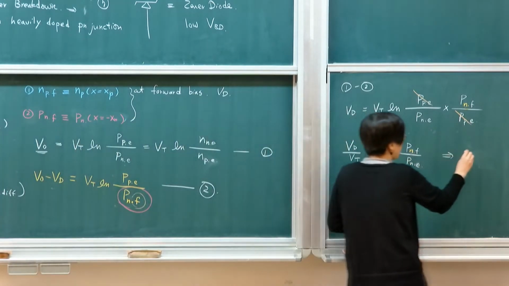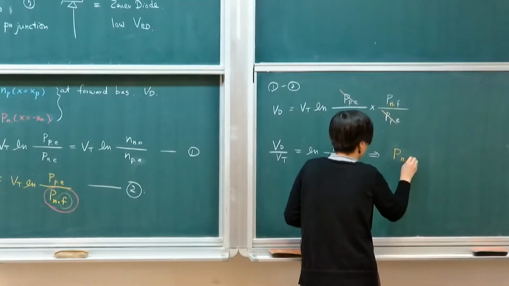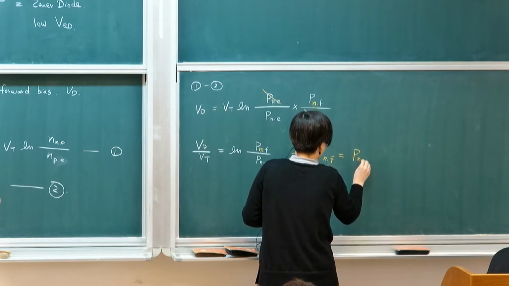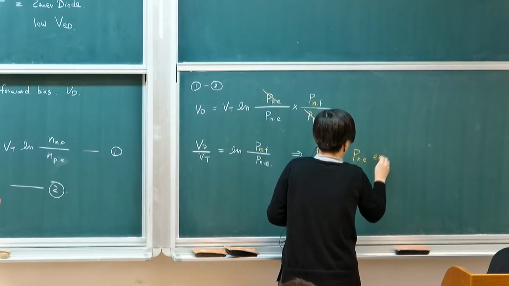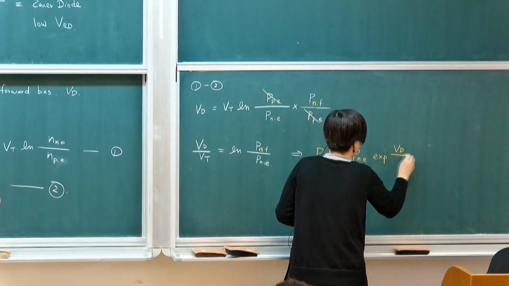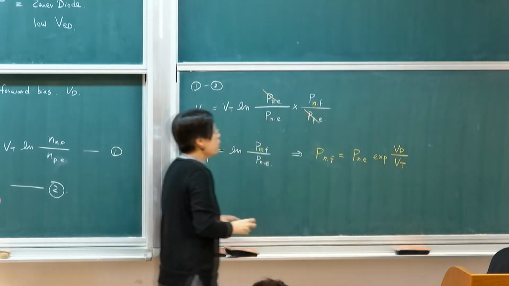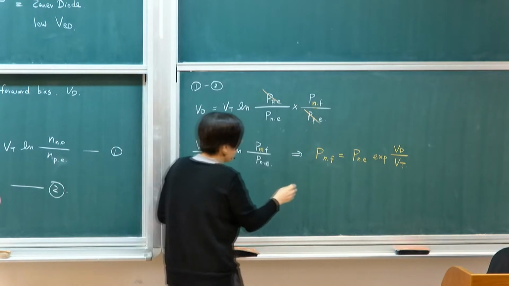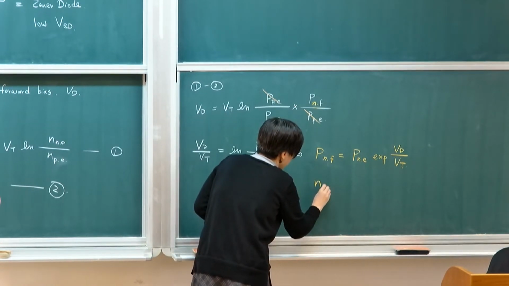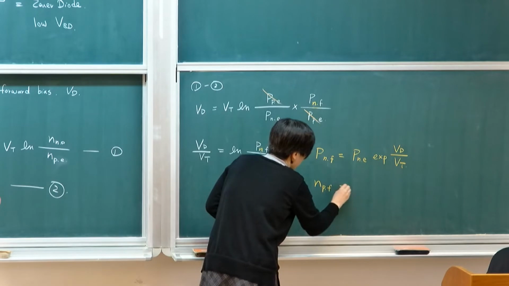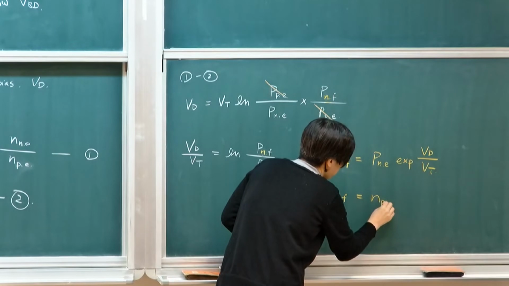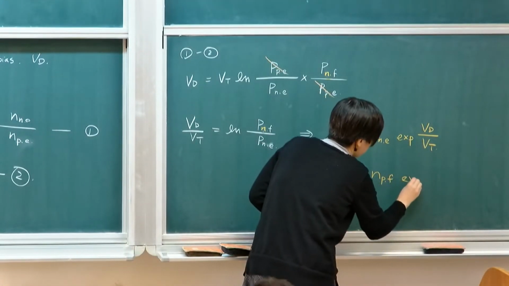So what actually the final thing we want to find is PNF. This is typically referred to as the law of the junction. You can do the same exercise for electrons as well. Minority carrier on the P side, NPF. It's original level, its balance level, times exponential.